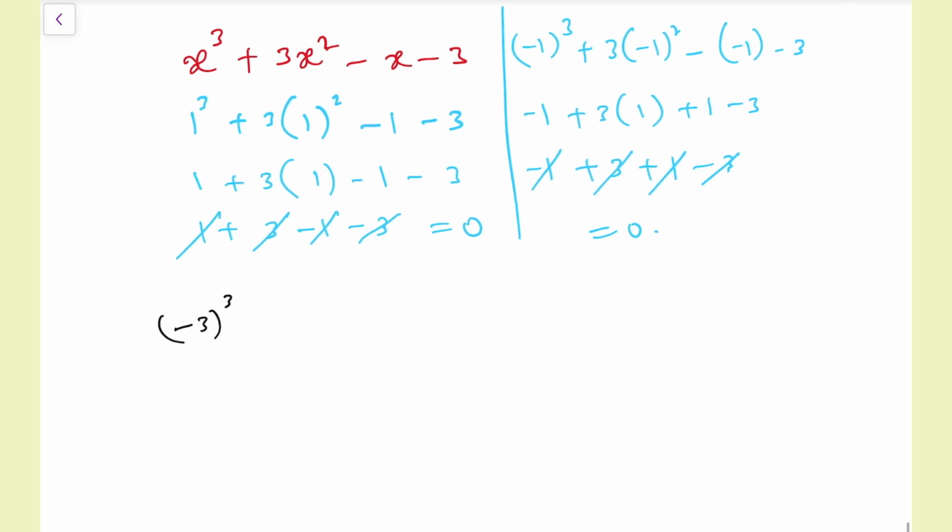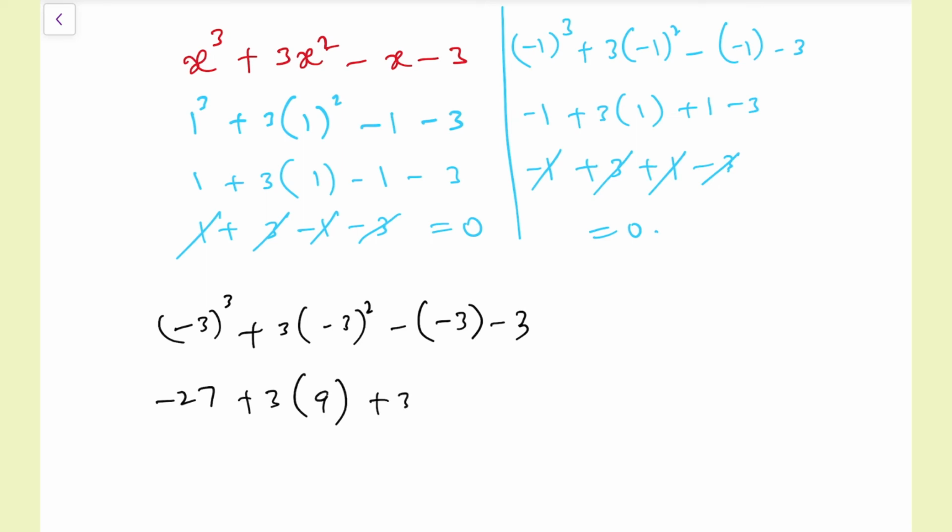(Minus 3) whole cube plus 3 into (minus 3) whole square minus of minus 3 minus 3. (Minus 3) whole cube is minus 27, plus 3 into (minus 3) whole square is 9, minus into minus 3 is plus 3, minus 3. Minus 27 plus 3 nines are 27, plus 3 minus 3. Minus 27 plus 27 cancel, plus 3 minus 3 cancel, so remains with 0. It means plus 1, minus 1, minus 3 are all zeros only.